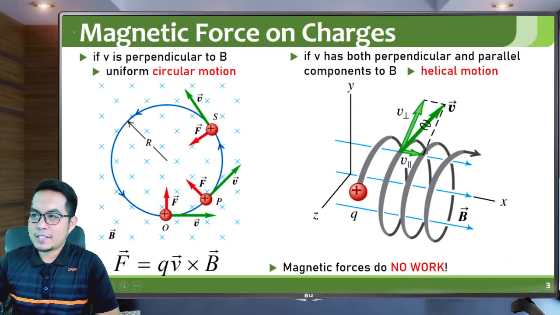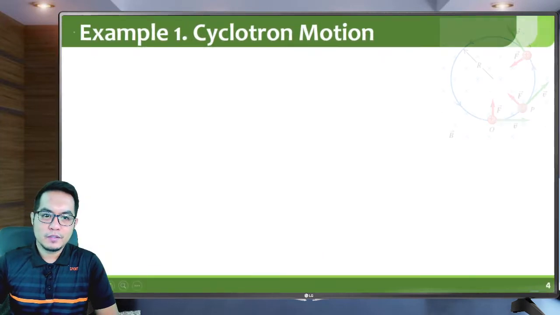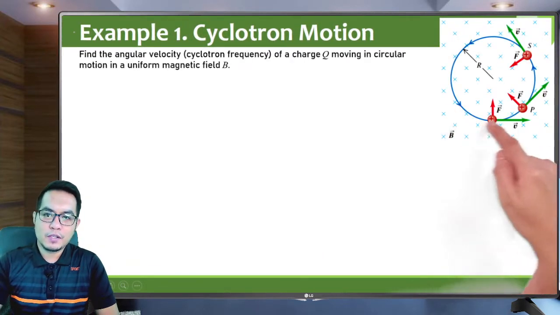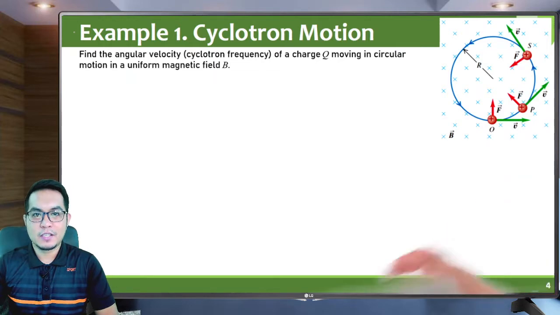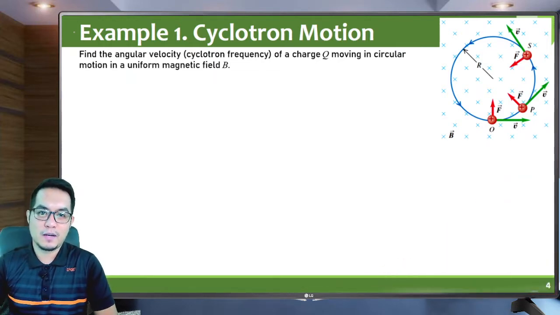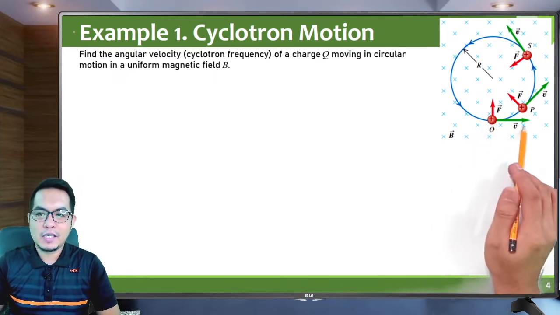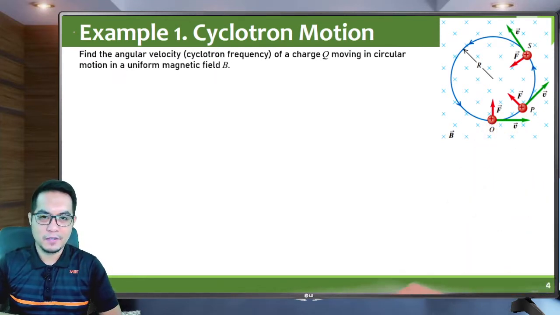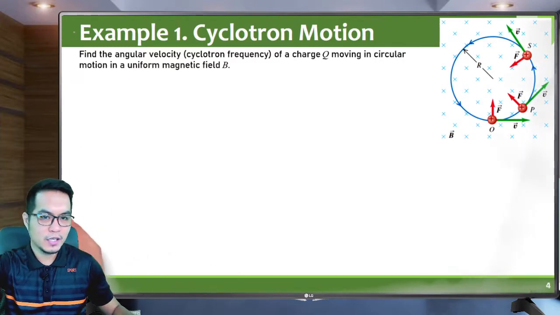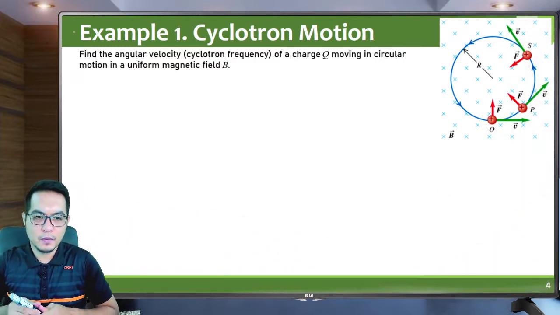So let's have an example. The circular motion that we have presented earlier is also called a cyclotron motion. In this example, we are asked to find the angular velocity, or sometimes referred to as the cyclotron frequency, of a charge Q moving in circular motion in a uniform magnetic field B, assuming that the velocity is perpendicular to the magnetic field. So how do we do this?